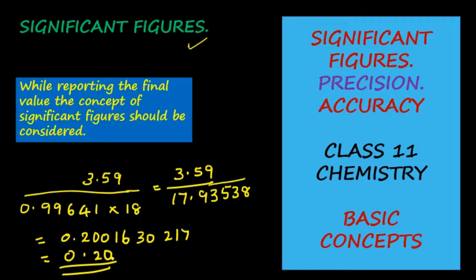In this video, we are also going to discuss two terms, precision and accuracy. So this is of great importance, and this will help you not only in chemistry but also in physics and mathematics and all other fields where calculations are done.